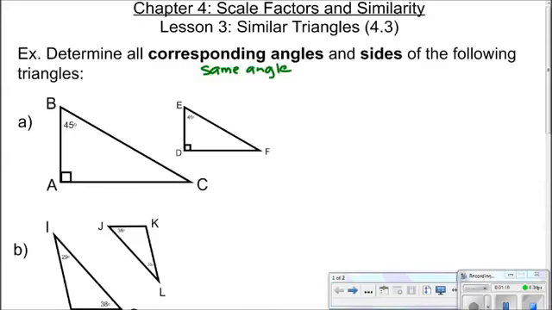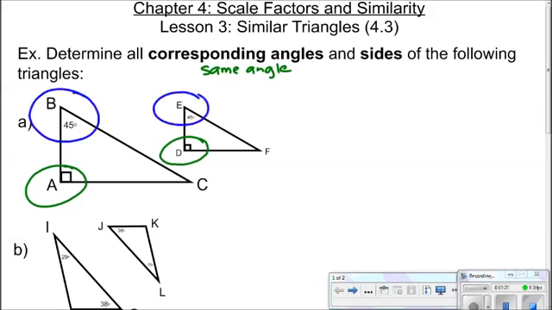When we look at example A, hopefully these two angles pop out at you because they are both 90-degree angles. So we have two right triangles, and angle A and angle D are corresponding because they have the same value. Angle B and angle E are also corresponding because they're both 45 degrees. And so they are similar, and then we need to investigate the last two angles, angle C and angle F.